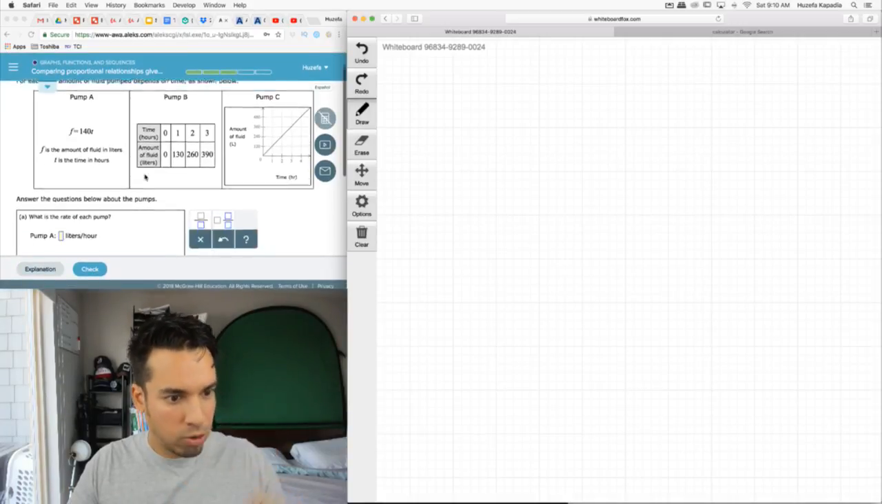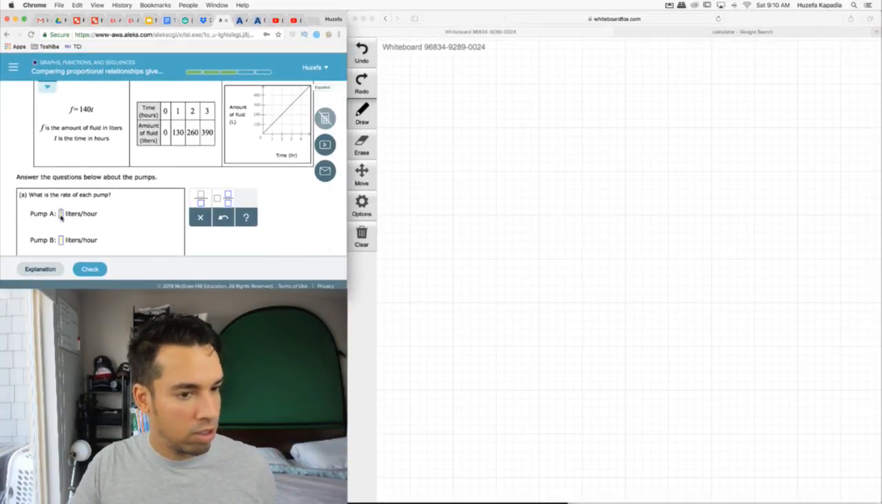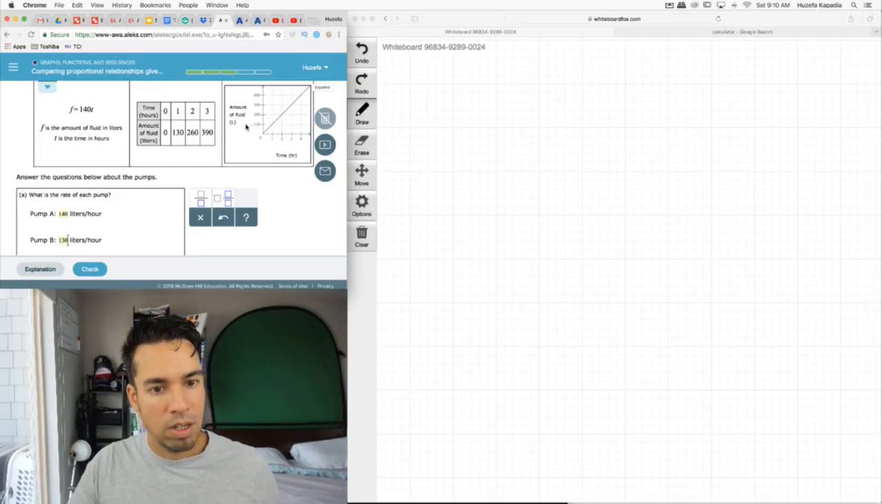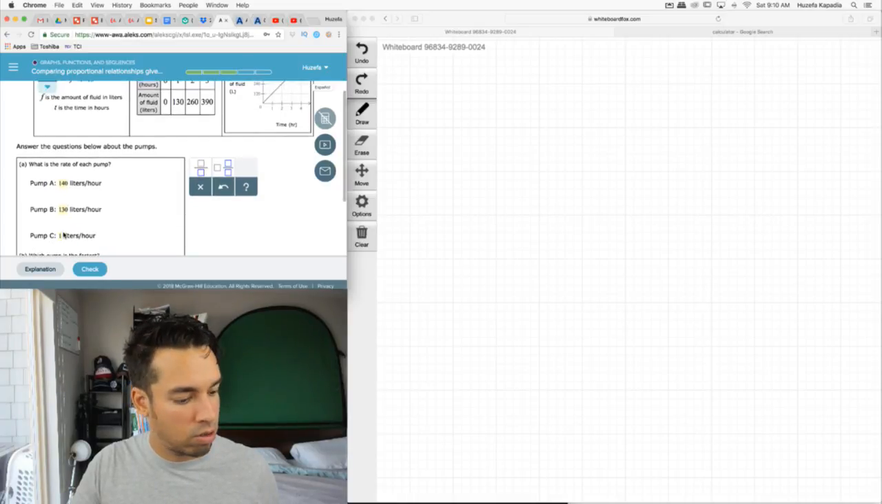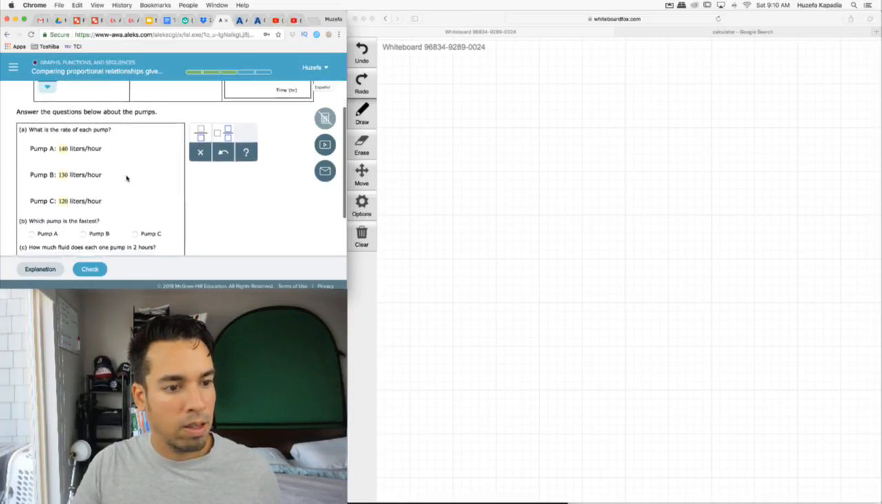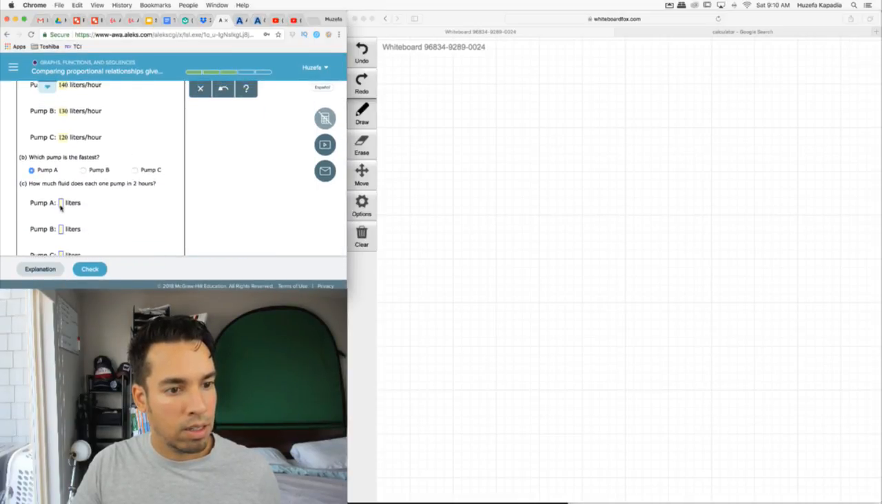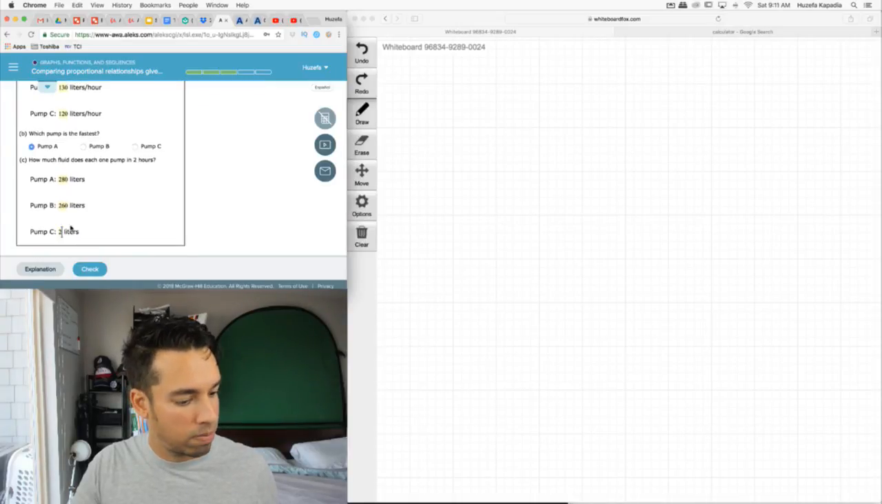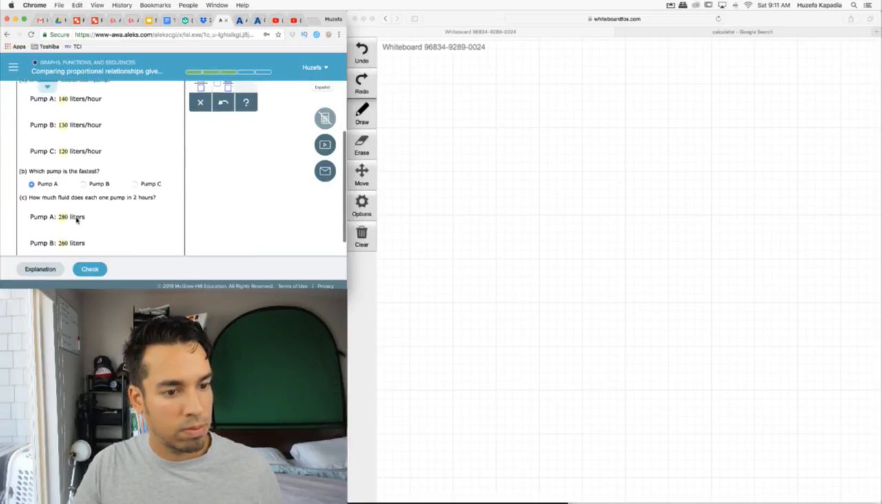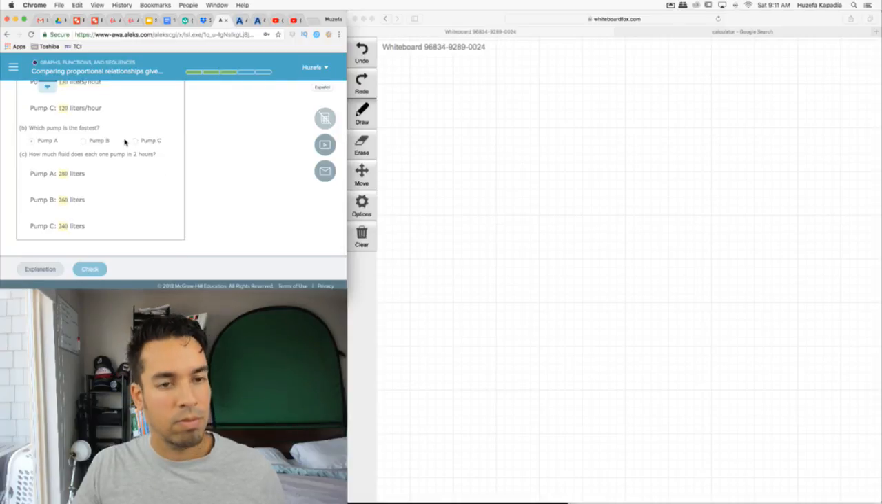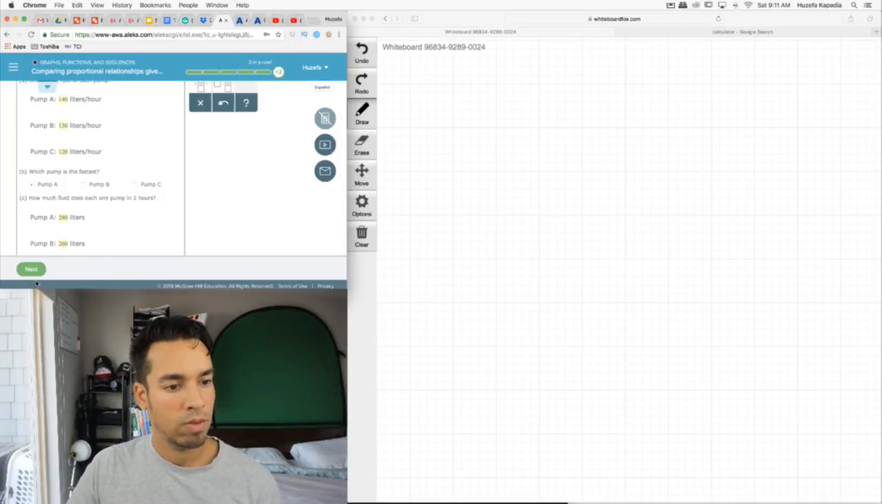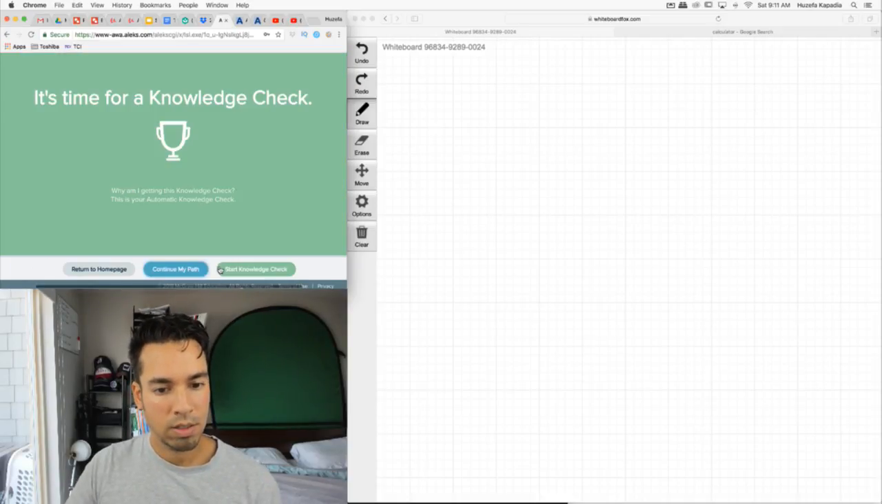This last one I'm going to blaze through. Here's my speed here is 140. Here's my speed here is 130. And this one is 120. I can see that slope, right? 120, 120. Which one's the fastest is pump A. And 2 hours is 280, 260, and 220. Or sorry, 240. All right.